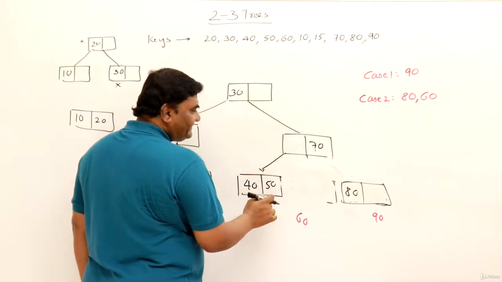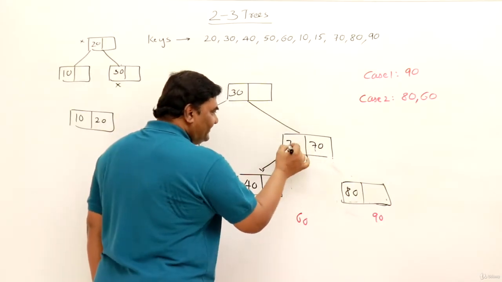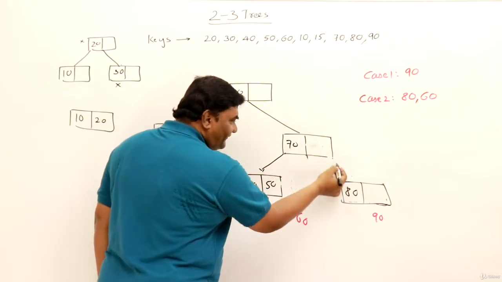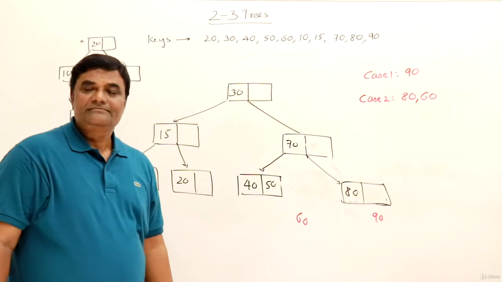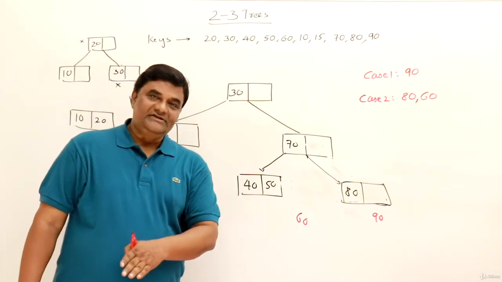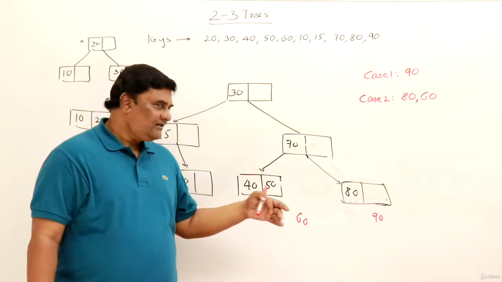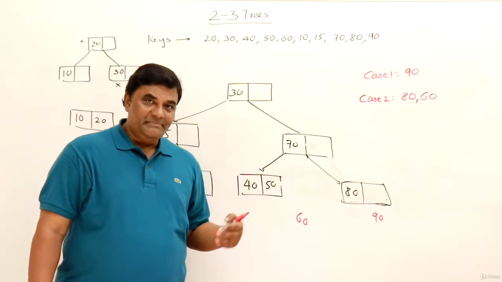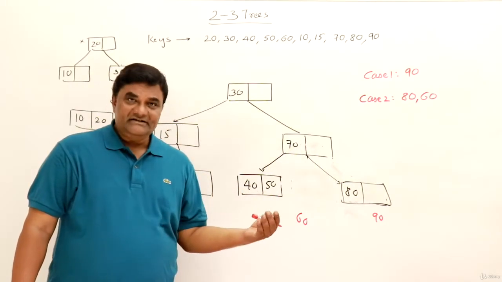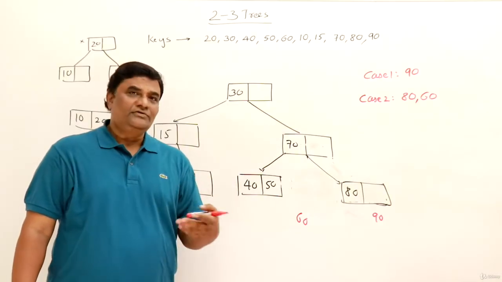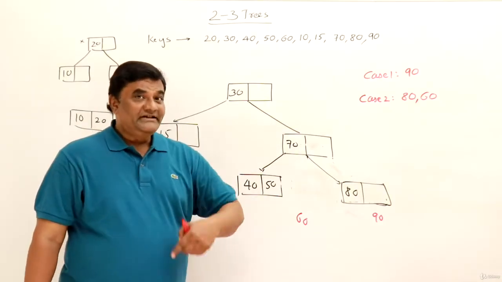Then what about this? So you have to shift 70 also. And instead of right child, this becomes a middle child. These are the changes you have to do. So either you merge with left sibling or right sibling. Here merging with the right sibling was better, right? But if you don't have right sibling, then you have to go with the left sibling. So you have an option. Now we will see the next case.